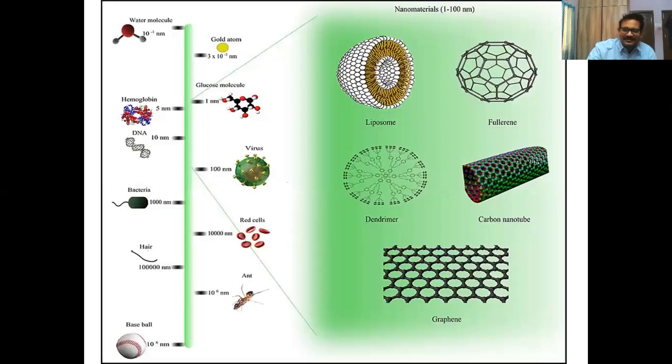So here are various nanomaterials, the distinction between bulk materials and nanomaterials. A water molecule is in the range of 10 power of minus 1 nanometer. Otherwise, we can say that's 1 angstrom.